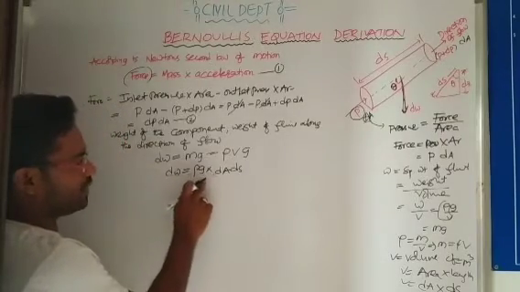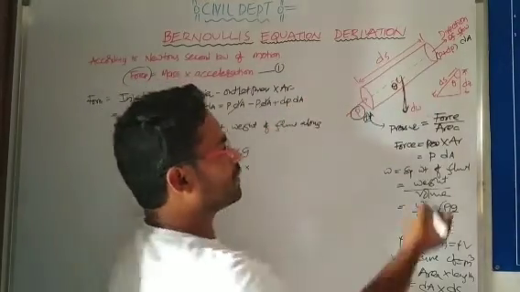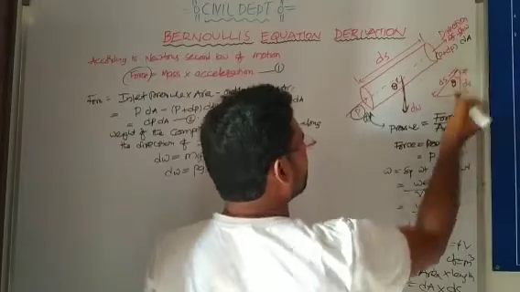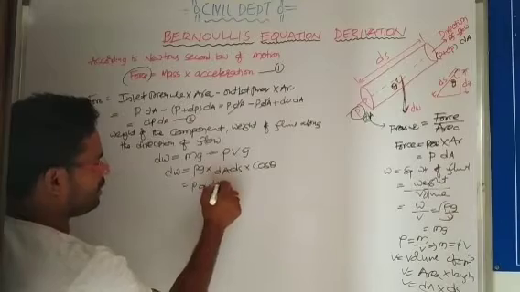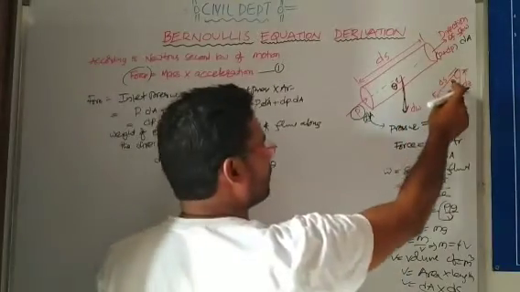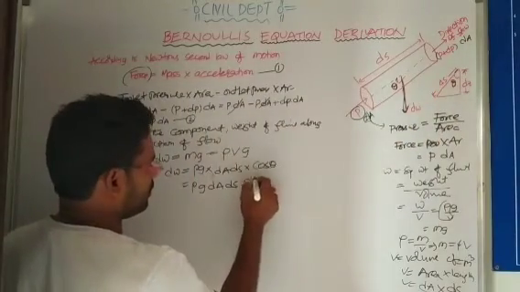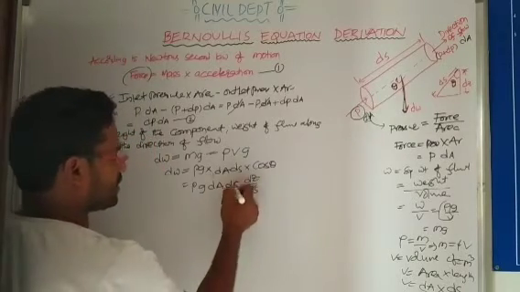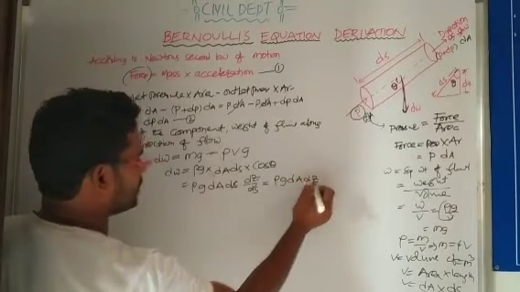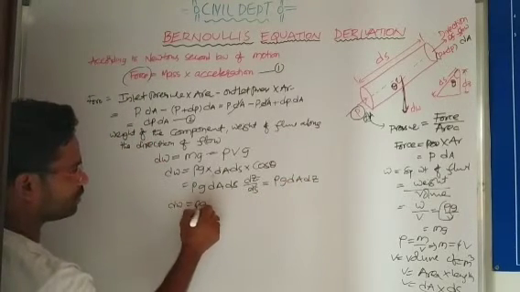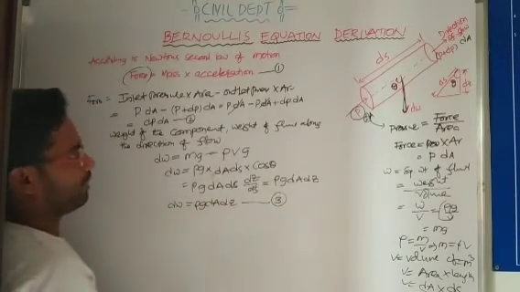So dW is equal to rho g dA ds, and the angle made here is theta, so we write cos theta. So rho g dA ds cos theta. How can I find cos theta? Cos theta is equal to dz by ds. Where ds cancels, you get rho g dA dz. So dW is equal to rho g dA dz. This is equation number 3.